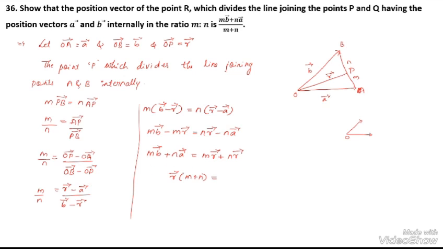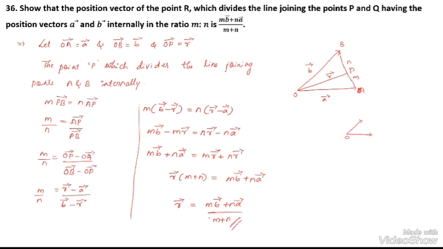Again on the right side, the vector m into vector b plus n into vector a. We want the position vector r. It is m into vector b plus n into vector a, divided by m plus n. This is the position vector when a and b are dividing the points internally. This is the proof of the given statement.